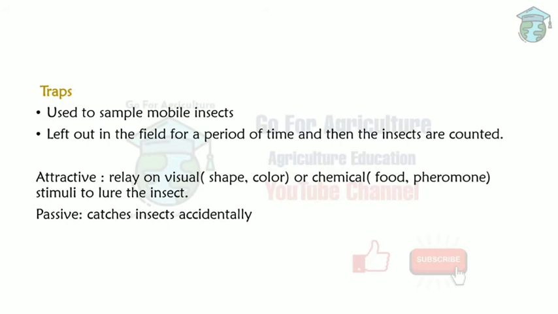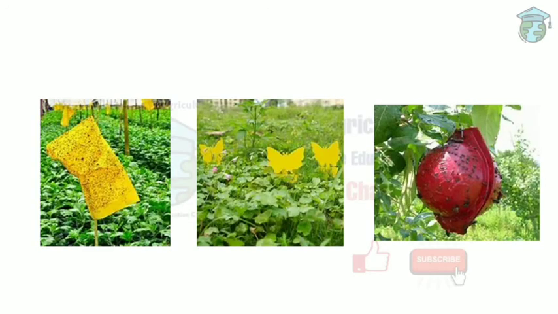So these attractive traps, with the help of visual or chemical stimuli, lure the insect. Next are passive traps. In this passive type, the insects get stuck accidentally. You can see these are examples of attractive traps, like the yellow sticky traps or this red one which is attractive, and the sticky material is applied on the surface of these traps, so that the insects get stuck on them.